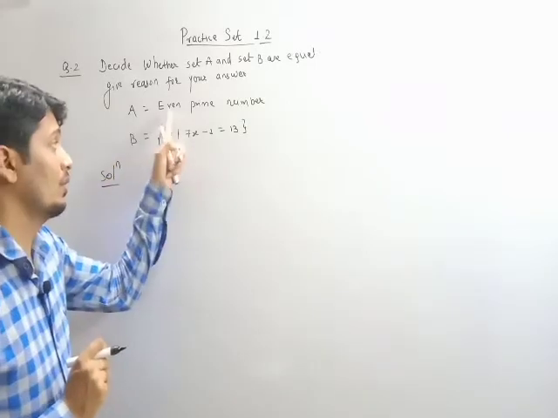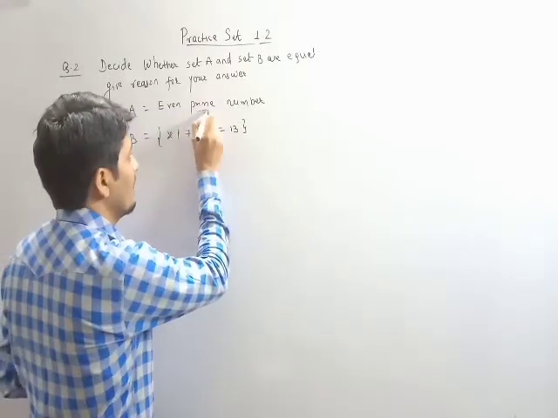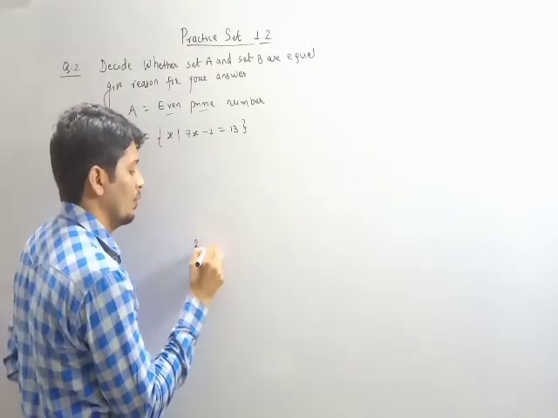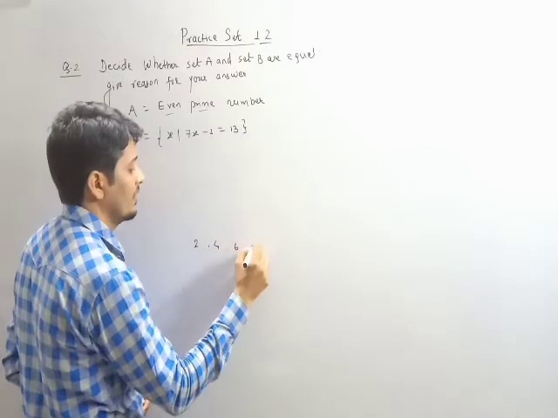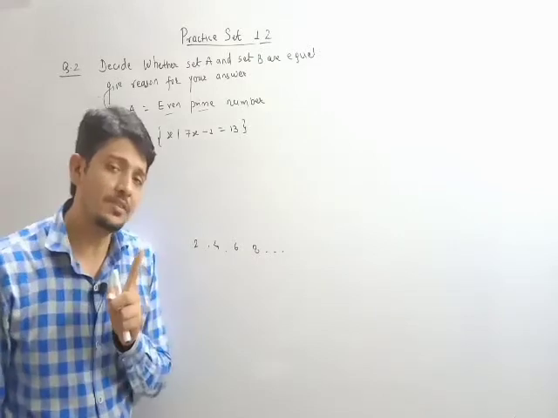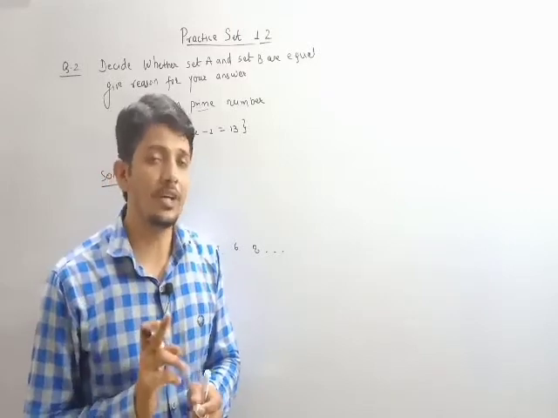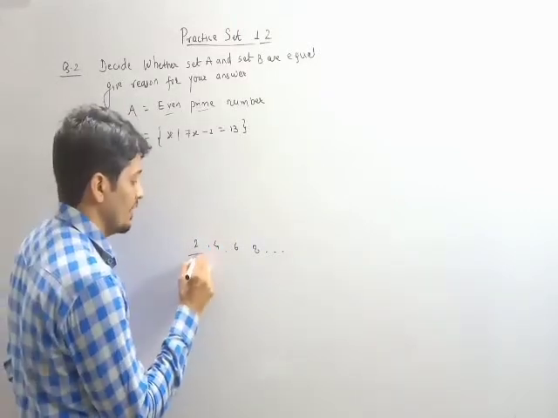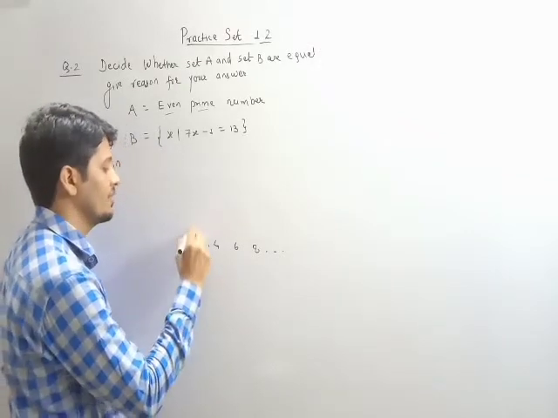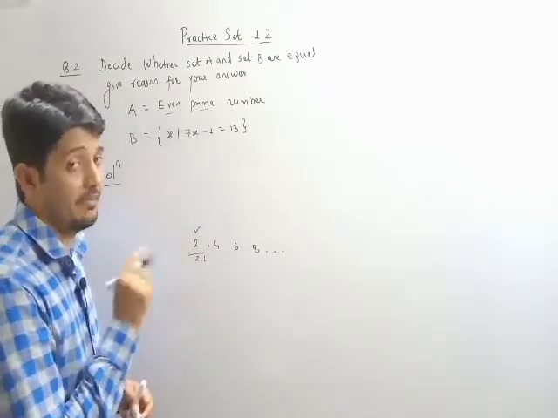Solution. Even prime number means we have to consider prime numbers and even numbers. So we are writing even numbers first. What are even numbers? 2, 4, 6, 8, up to infinity. And what are prime numbers? Those numbers that are divisible by themselves and 1 only are called prime numbers. So 2 is divisible by 2 as well as by 1. That means 2 is a prime number and it is even also. So 2 is a prime and even number.